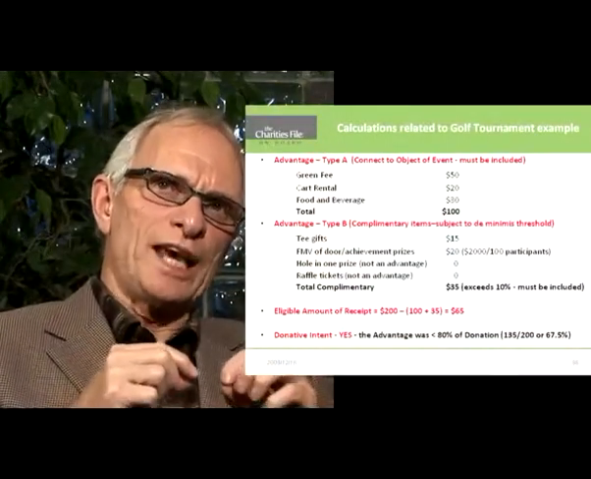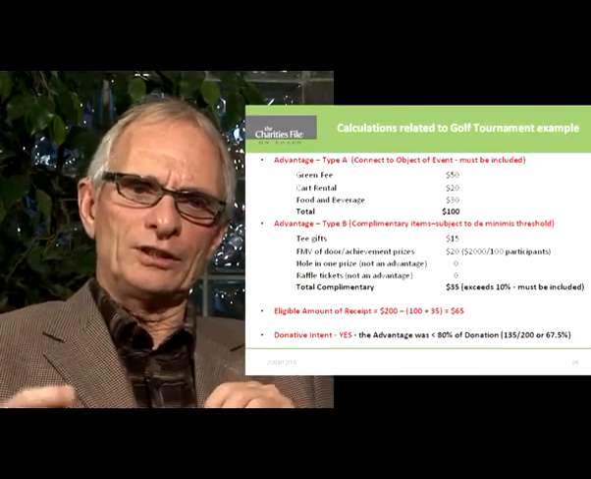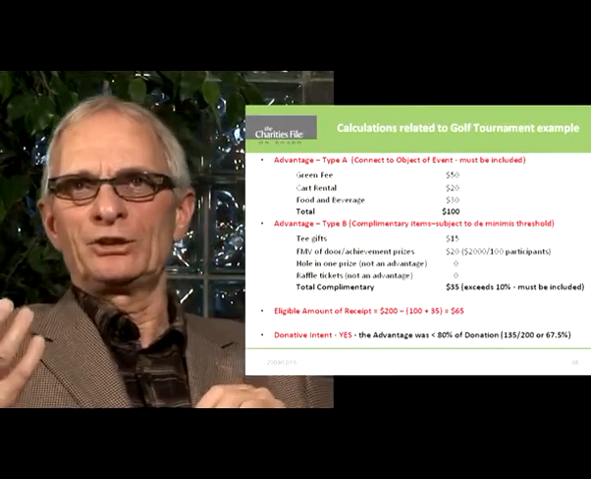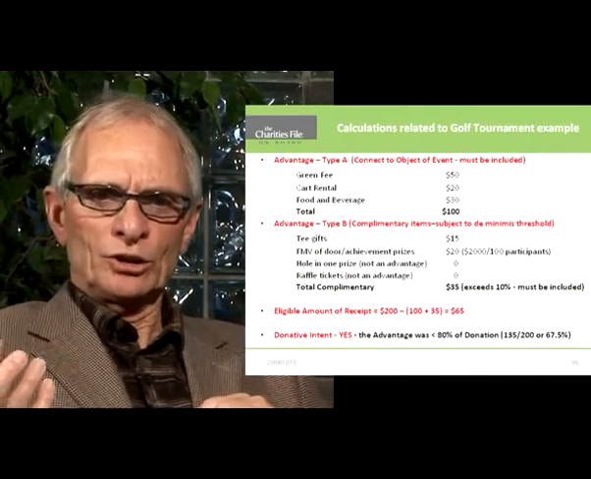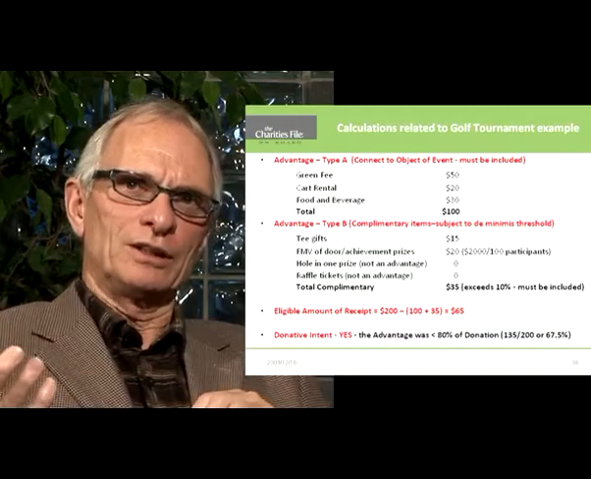If we look at Advantage A, or the Advantage A type, these are the items that are connected to the actual event. So the green fee, the cart fee, the food and beverage, they need to be there for the event to run. So they add up to $100. They need to be included in the calculation.